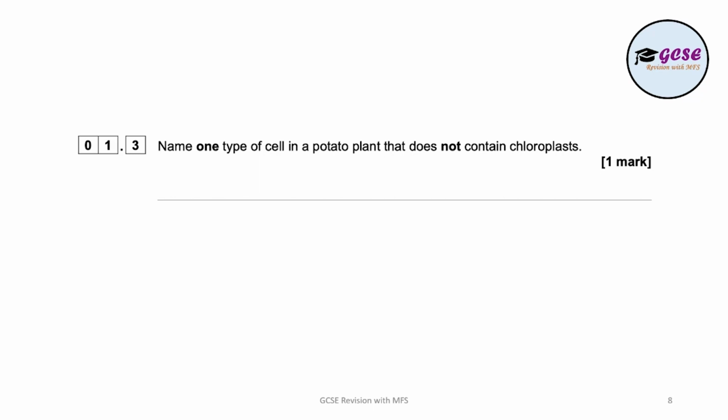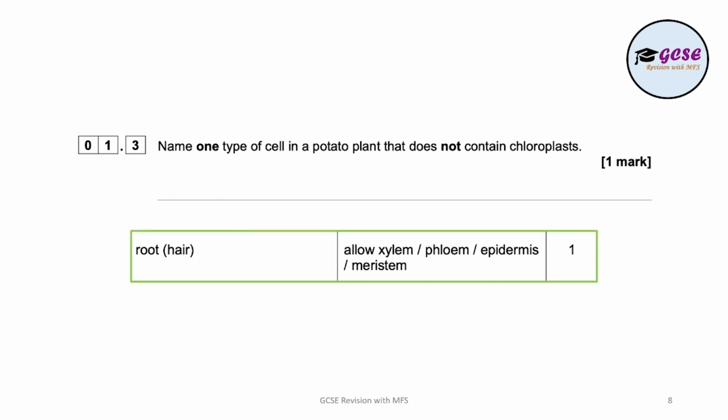Okay, so if we have a look, it's the root hair cell. Remember, root hair cells, they're right under the soil. They're in the soil and they don't even receive sunlight. So there would be no point of them having chloroplasts, as they would not need to photosynthesize, as they are already in the soil. They're not receiving any sunlight, so they won't be able to photosynthesize anyways. So there would be no need for chloroplasts. Okay, so we've got root hair cells, and that would be one more.